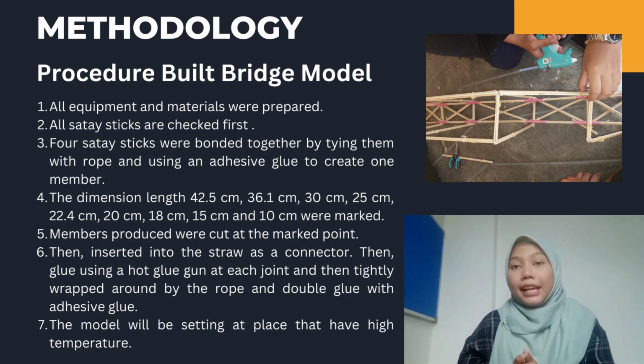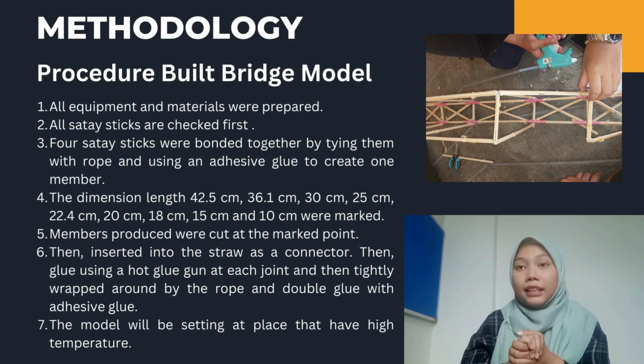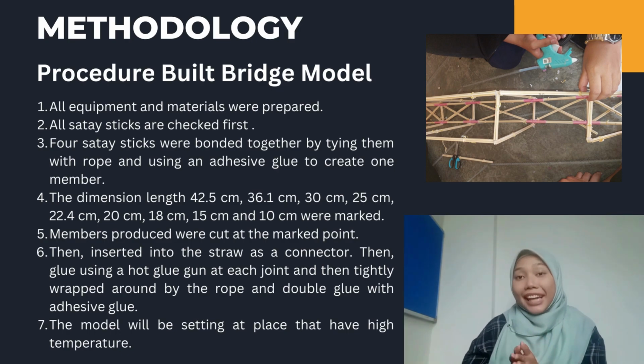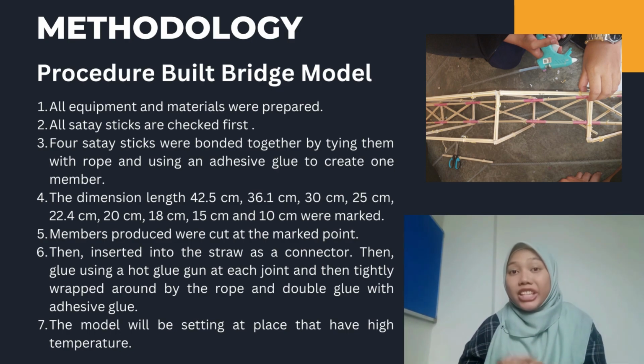Next, the statistics have been checked first to ensure they are in good quality. The members that we create from 4 statistics were bonded together by tying them with rope and adhesive glue. After that, mark the dimensions as shown in the slide and cut with a handsaw.